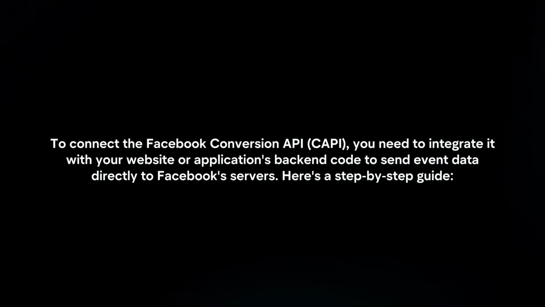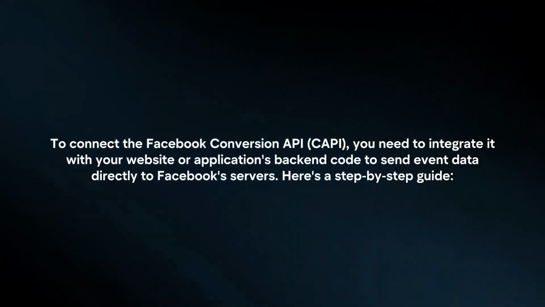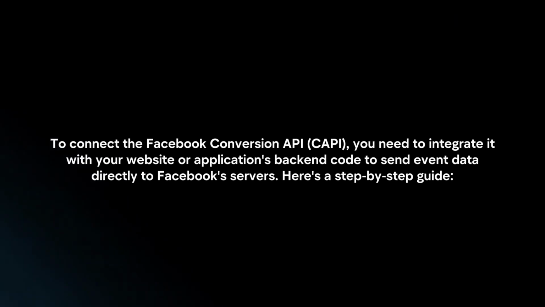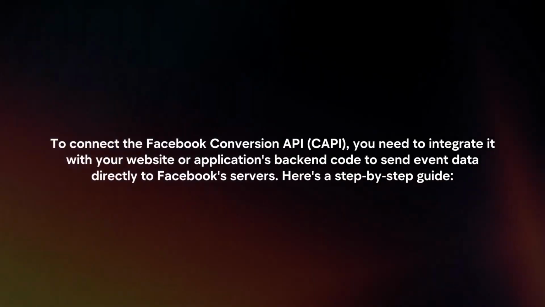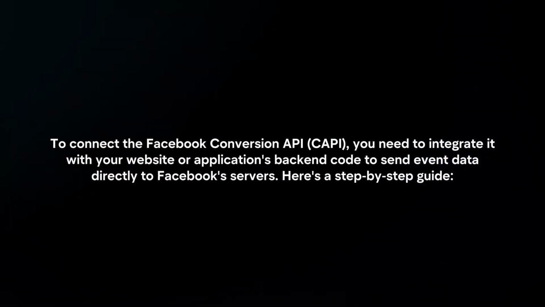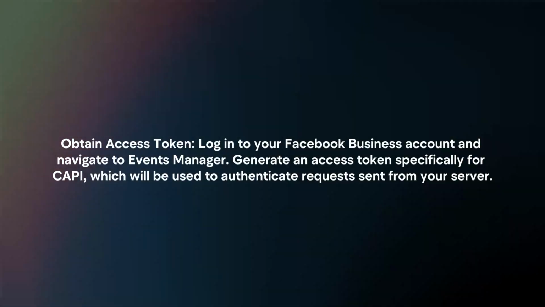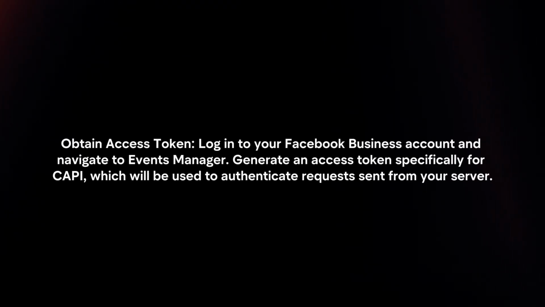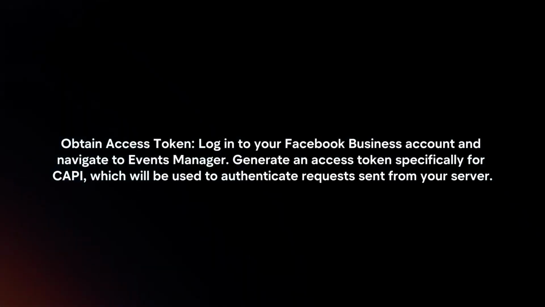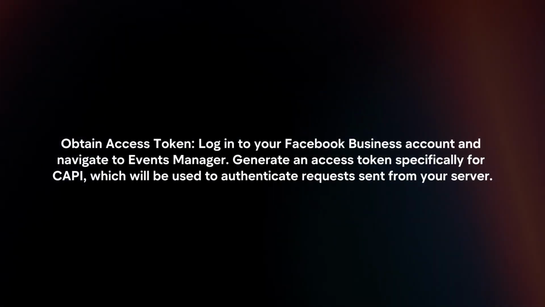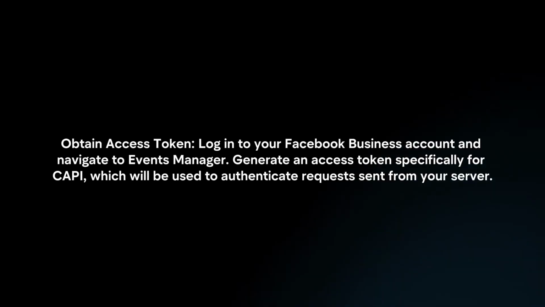To connect the Facebook Conversion API, you need to integrate it with your website or application's backend code to send event data directly to Facebook's servers. Here's a step-by-step guide. Obtain access token. Log into your Facebook business account and navigate to Events Manager. Generate an access token specifically for Conversion API, which will be used to authenticate requests sent from your server.